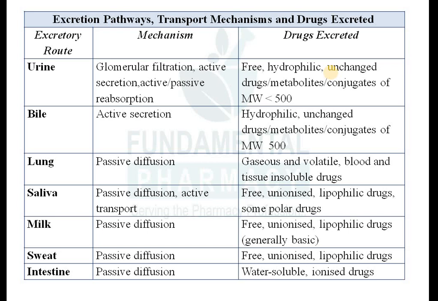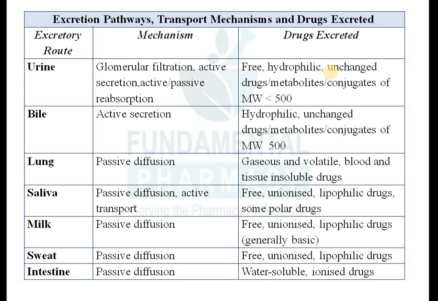So that's why free hydrophilic unchanged drugs or their metabolites, or the conjugates of drugs, like glucuronide conjugate, sulfate conjugate, all these are excreted in the urine. Those drugs which have molecular weight less than 500 daltons can be excreted.